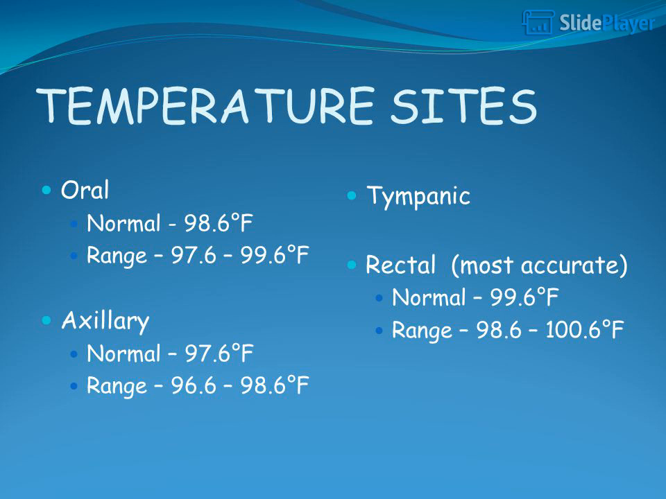Oral: in the mouth, under the tongue. Most common, convenient and comfortable. 3 to 5 minutes. Mercury thermometers are read by degrees and 0.2 of a degree.